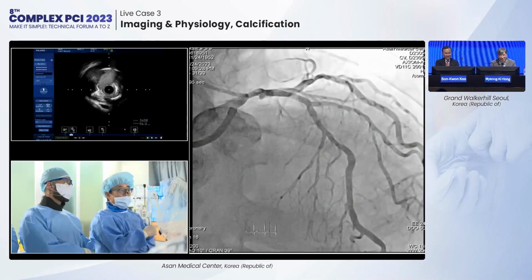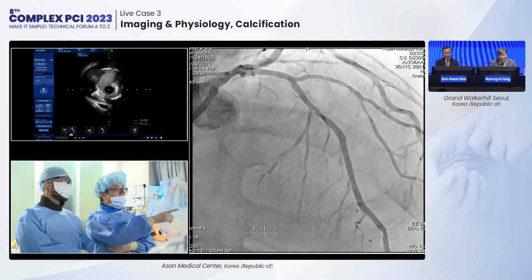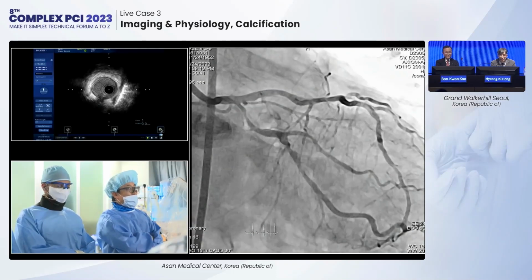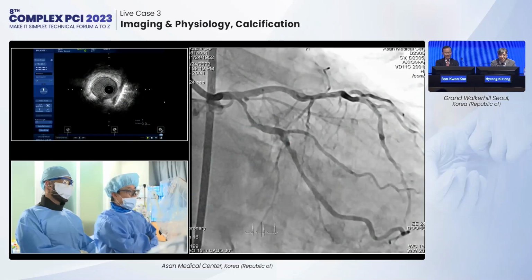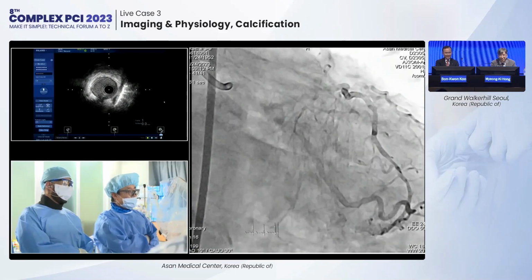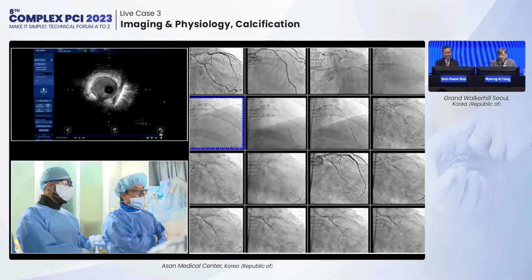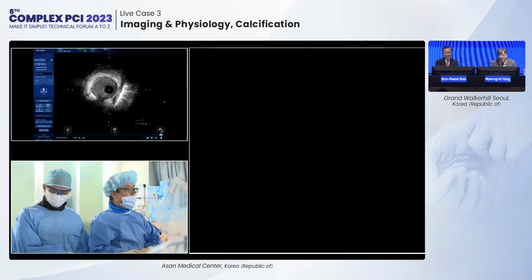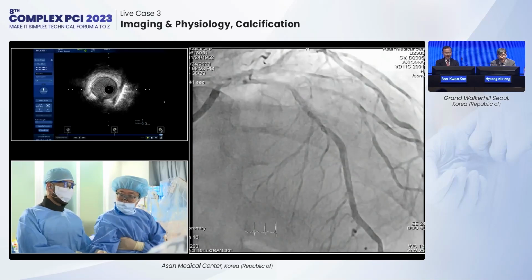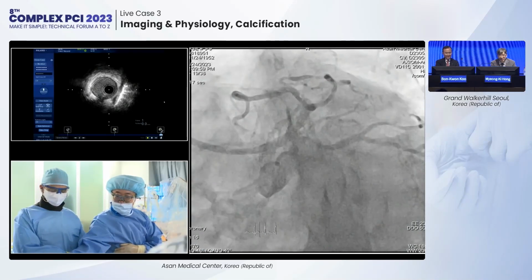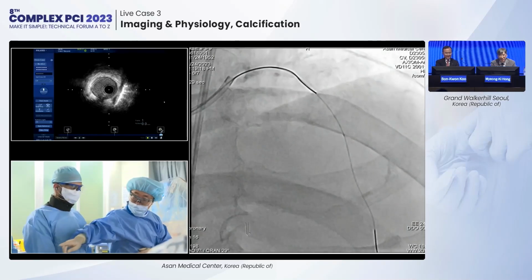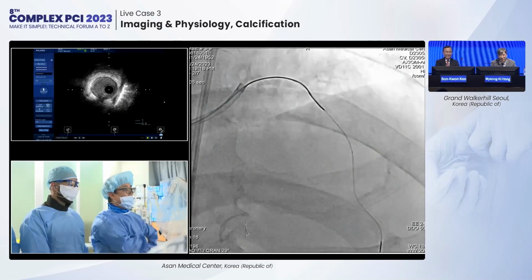Also, we tried to check the IVUS in the stent. Could you show the angio? So the LAD FFR was 0.77. We decided to treat, and we tried to pass the IVUS. Next one. So your plan is to extend from the mid LAD to the left main? Yes, extend. Next one.